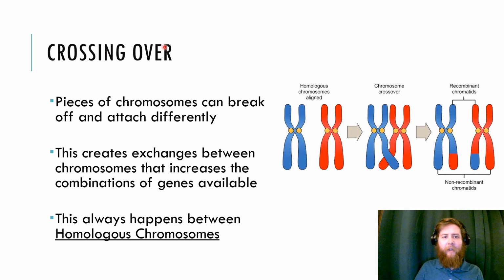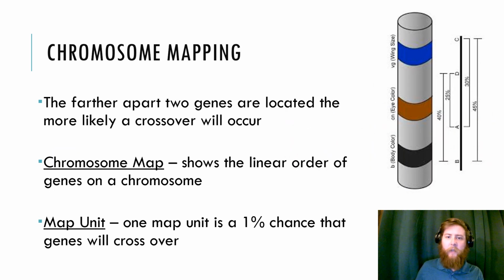The important thing with crossing over is it always happens between homologous chromosomes. So both of these would be chromosome 1, or they could be chromosome 2, but you couldn't have one that was chromosome 3 and one that was chromosome 4.